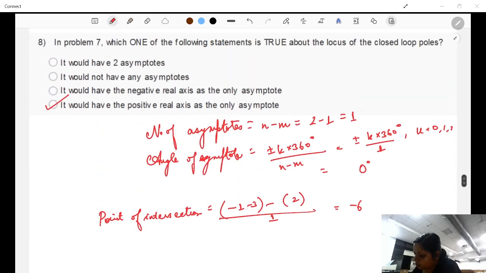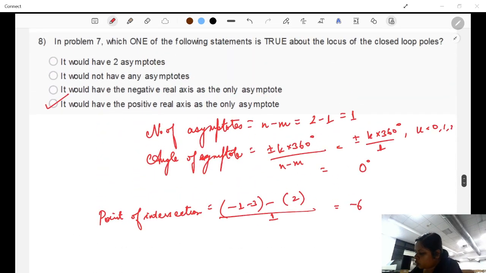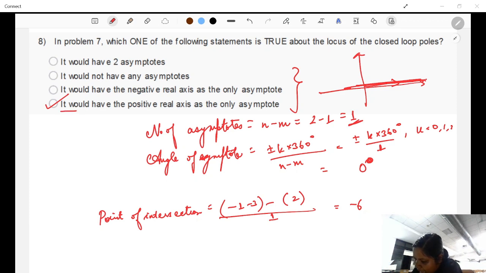Plus minus 360 degrees k upon n minus m. What number of asymptotes do you have here? It is clearly 1, right? So we are going to deal with any one of these only. Now, when you try to find out the angle, what did you get? It is 0 degrees. What is 0 degrees? This direction. So that is what is written here: it would have the positive real axis as the only asymptote. So there is one asymptote which is along the positive real axis, and from this 0 degrees we have found this out.